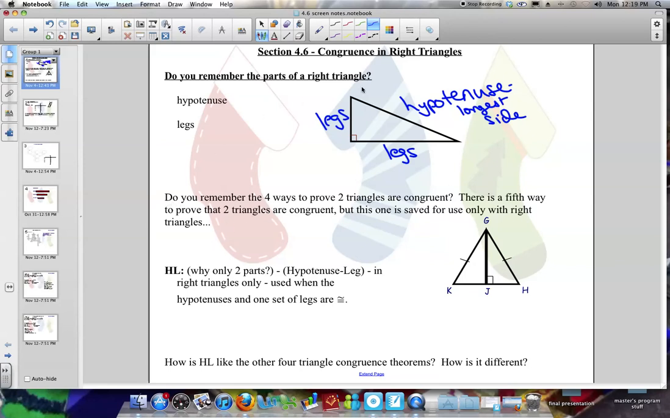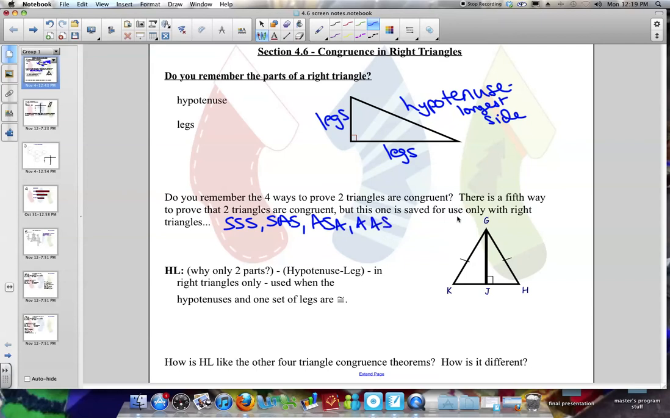We're going to combine right triangles with triangle congruence today. Do you remember the 4 ways that we have learned in this chapter to prove that two triangles are congruent? We have learned side, side, side; side, angle, side; angle, side, angle; and angle, angle, side.